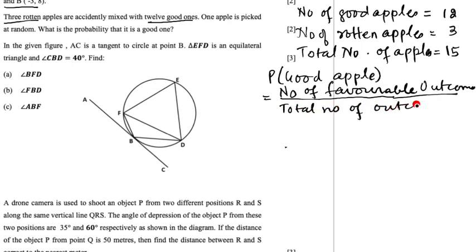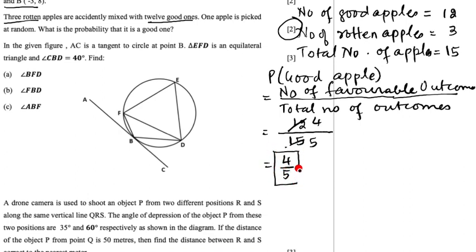Now I know that this can be done mentally, but since it is for 2 marks, we do not want to take a chance. We'll write the formula: number of favorable outcomes. How many good apples? 12. Total number of outcomes, that is the total number of apples, that is 15. Cancel 3 4s and 3 5s. So the probability is 4 upon 5.